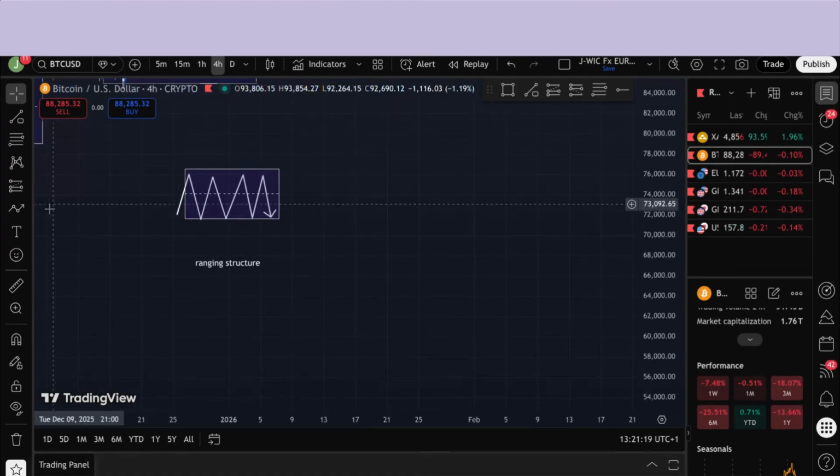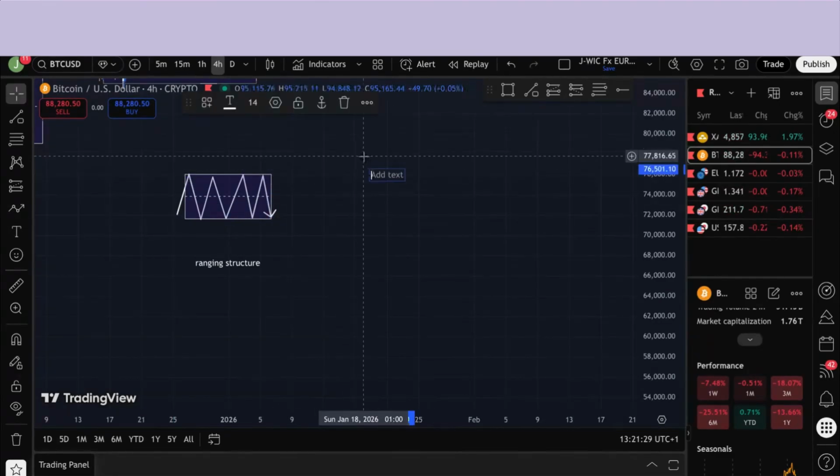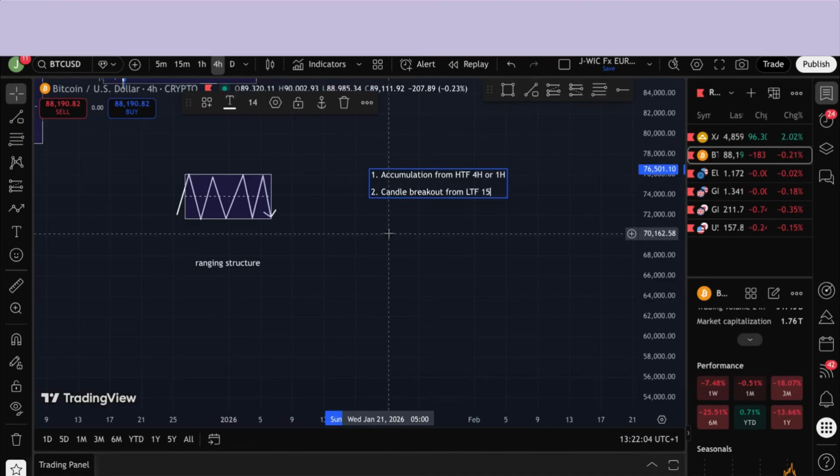So how do I trade this? It's very simple. I call it the box model strategy. First of all, I spot accumulation on the higher time frame, which is 4 hours or 1 hour. Then after that, I spot a complete body candle breakout from the lower time frame, my 15 minutes time frame. Once that breakout occurs, I can go in.